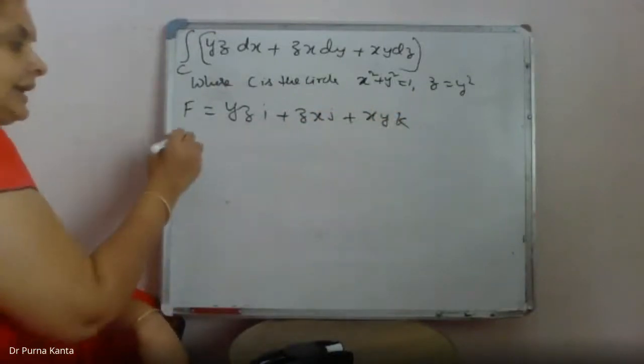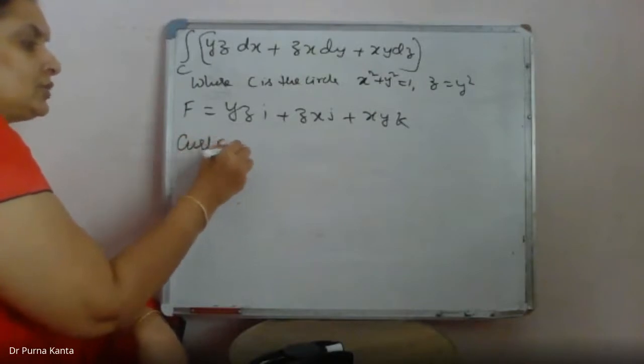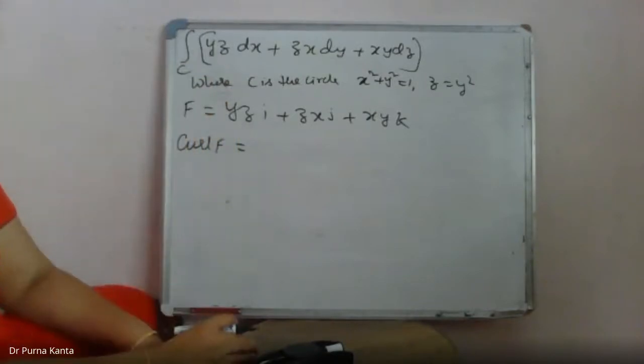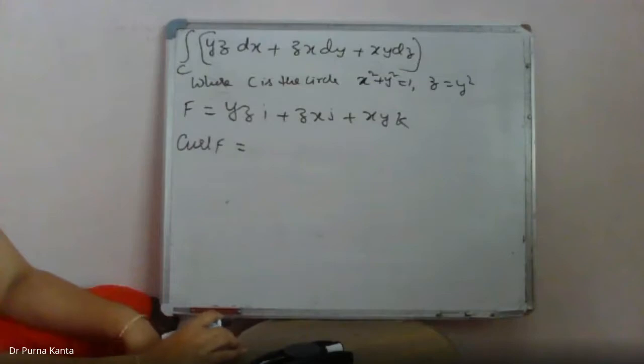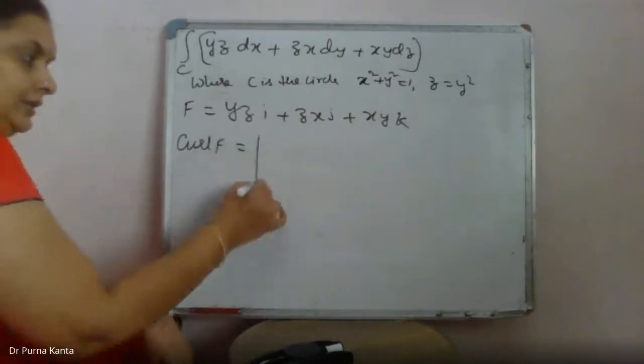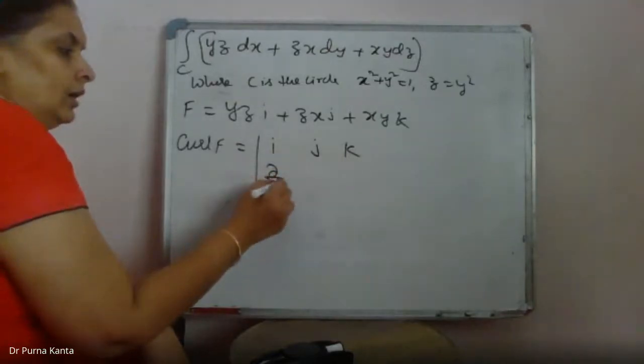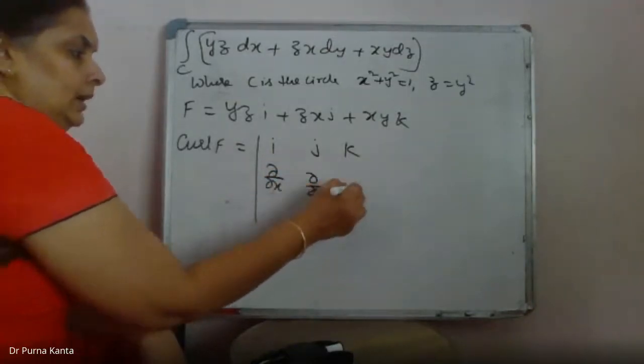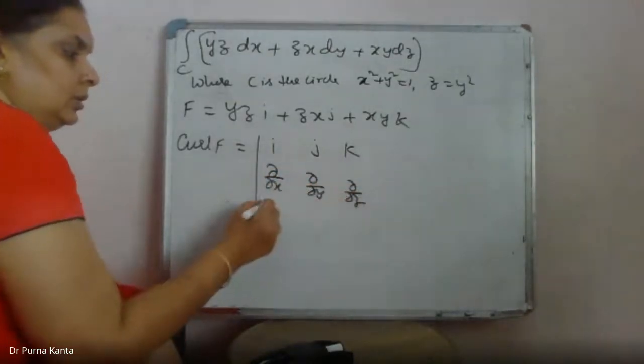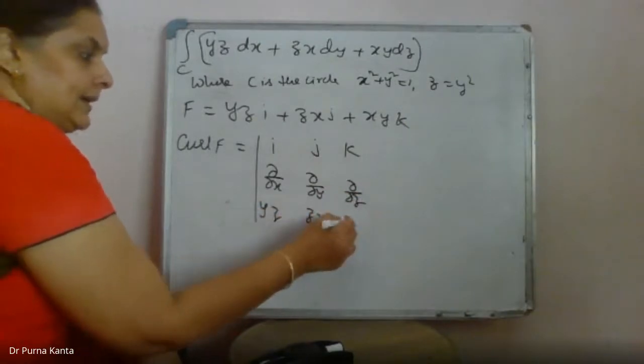So for this we'll calculate curl F, because according to Stokes theorem, the integral over C of F dot dr is equal to the integral over S of curl F dot n dS. So we'll calculate curl F here. The determinant of i, j, k; dou by dou x, dou by dou y, dou by dou z; yz, zx, xy.